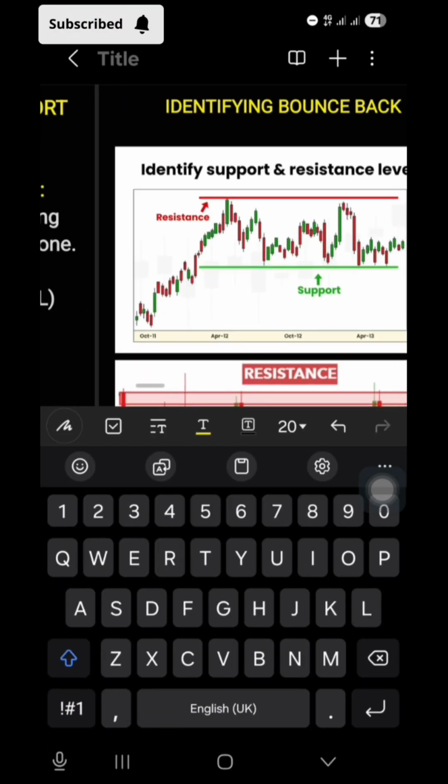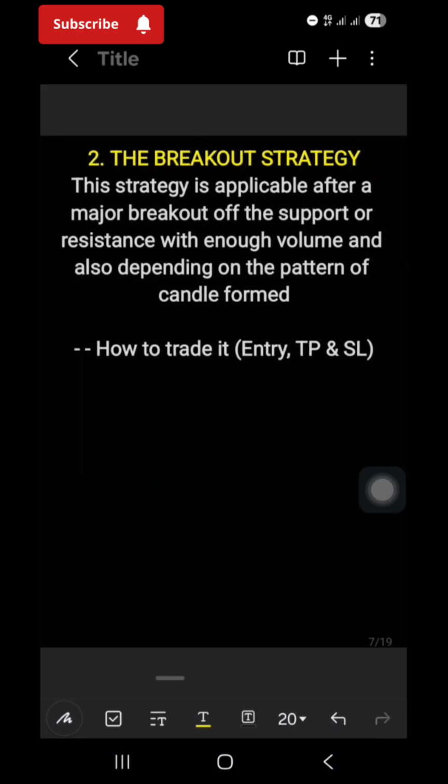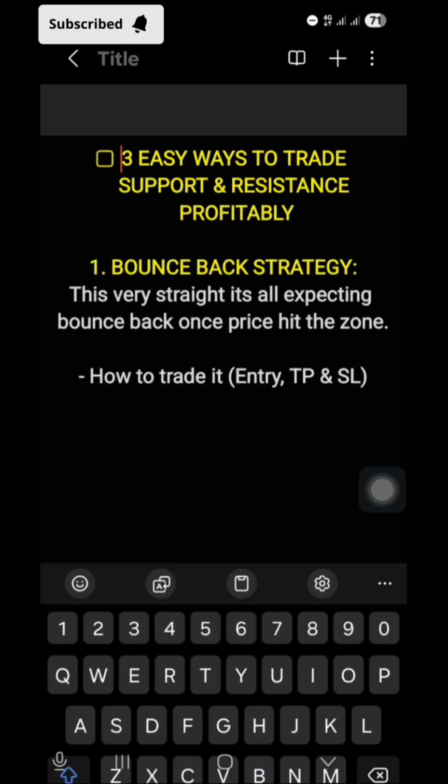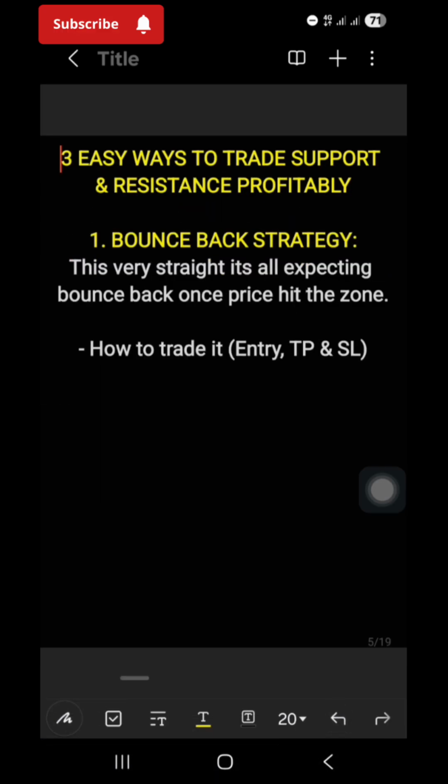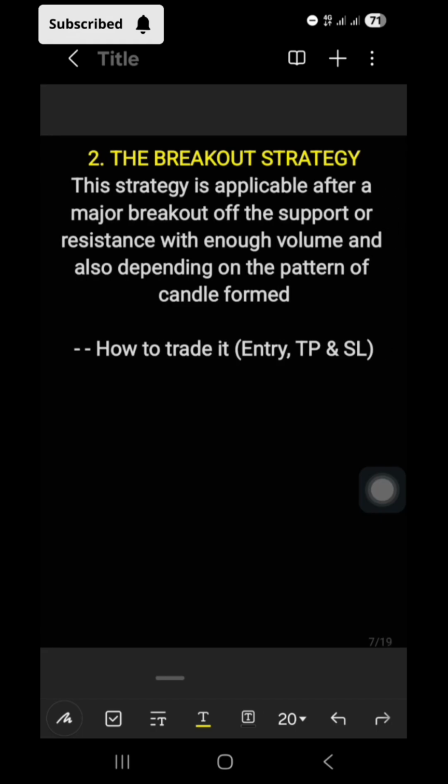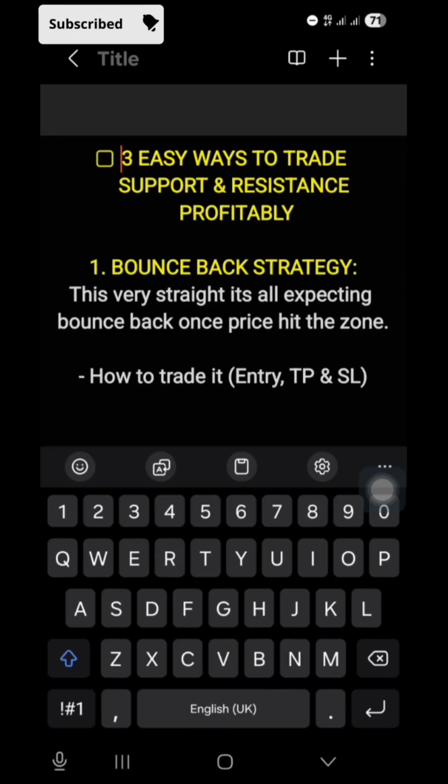Sorry, we are not on the bounce back. We are on the breakout strategy. So it all depends on the candlestick being formed as well. So you want to ask, if I'm not trading the breakouts, where will my support and resistance be? Where will my take profit and SL be? Well, it's quite easy as well.